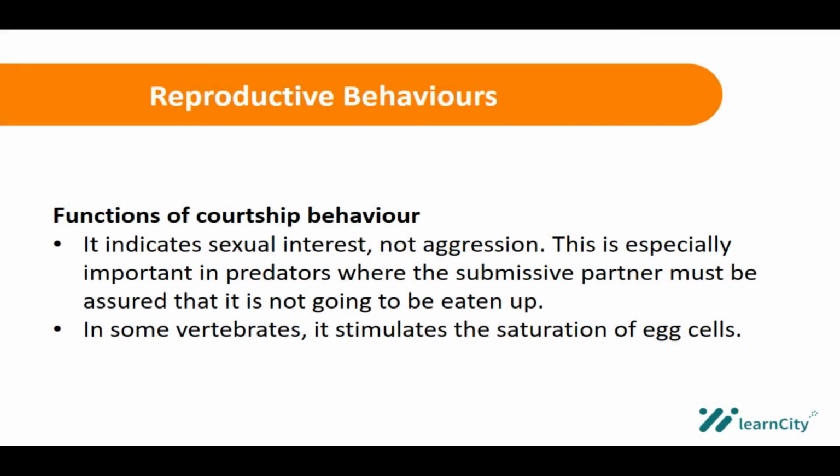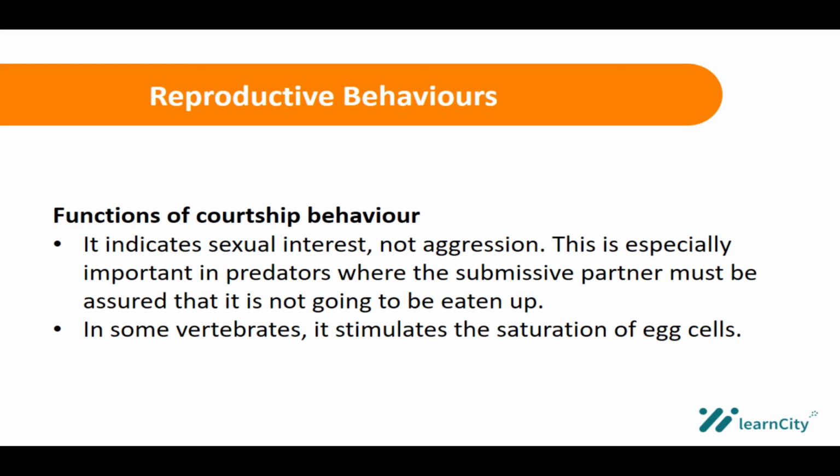Now, another function of courtship behavior is that it indicates sexual interest, not aggression. This is especially important in predators, because the submissive partner has to be assured that it's not going to be eaten by the dominant partner. So courtship behavior helps to indicate sexual interest, not aggression.